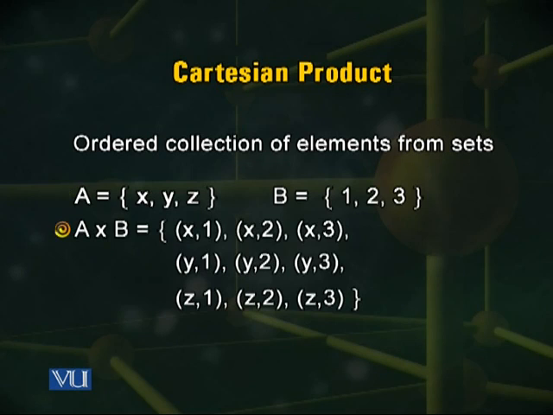Then the Cartesian product will be a set, and its elements will be ordered pairs. In each ordered pair, the first element will come from the first set A, so it will be an alphabet, and the second element will come from the second set B, so it will be a number. So all the elements in the Cartesian product will be x1, x2, x3, y1, y2, y3, and z1, z2, and z3.